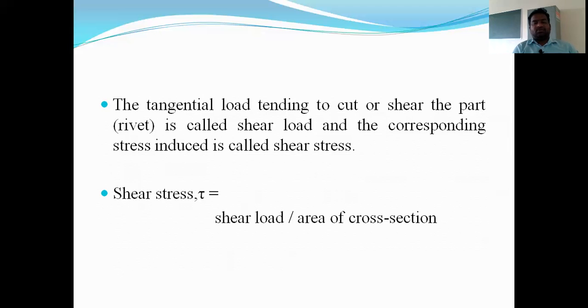Shear stress we indicate with tau, shear load by area of cross section. Tensile stress and compressive stress we indicate with sigma: sigma t, sigma c, and tau.